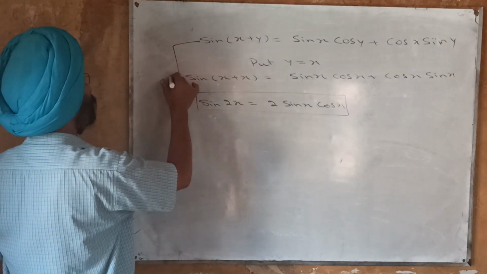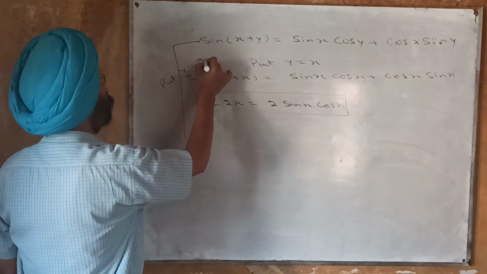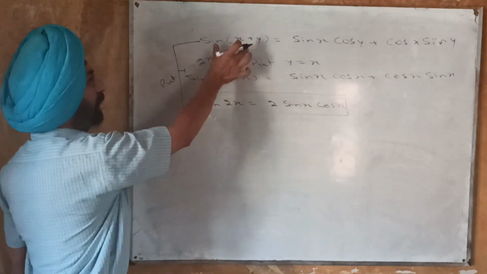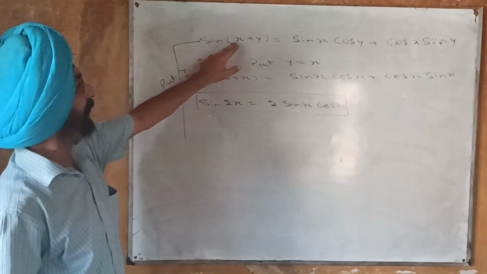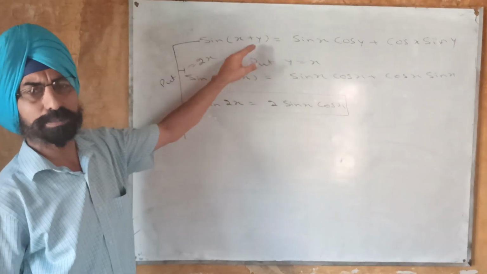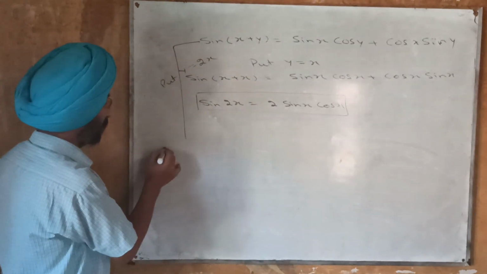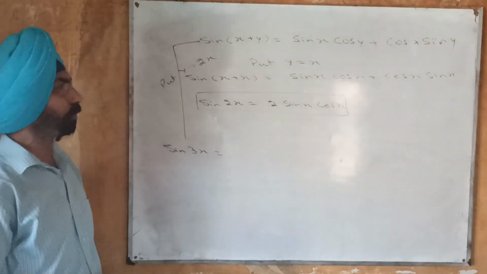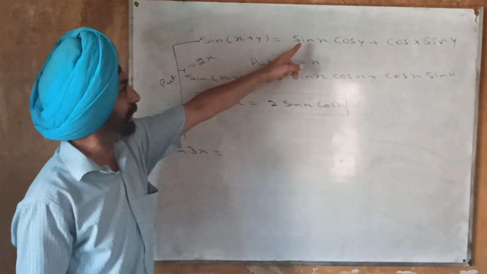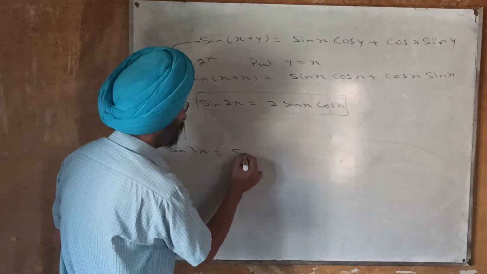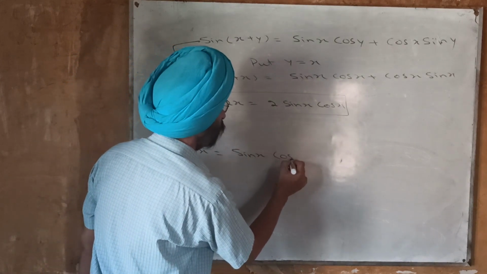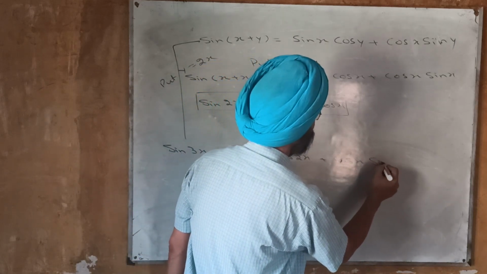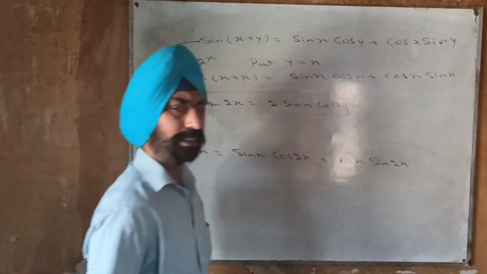And now what I am going to do is put y is equal to 2x now. When you put y is equal to 2x, on the left hand side you will get sin x plus 2x. So sin x plus 2x will become sin 3x. So it will be sin 3x is equal to, on the other side you are getting sin x cos 2x plus cos x sin 2x.